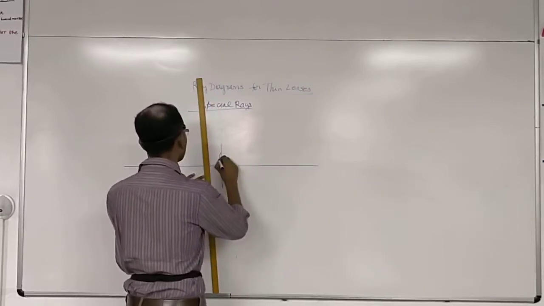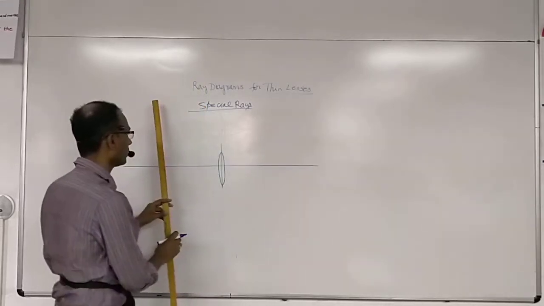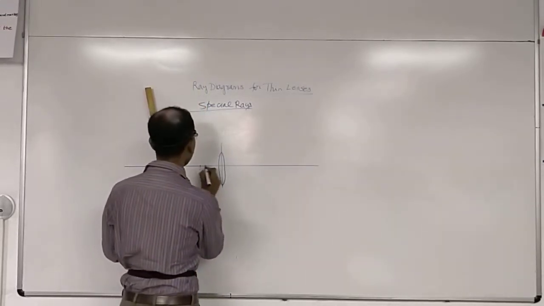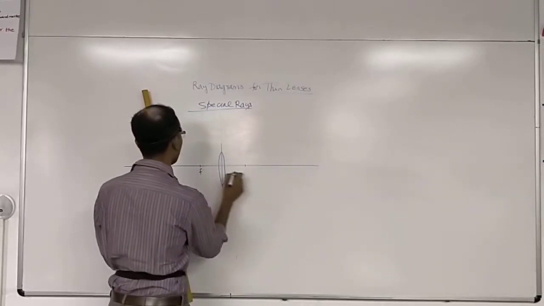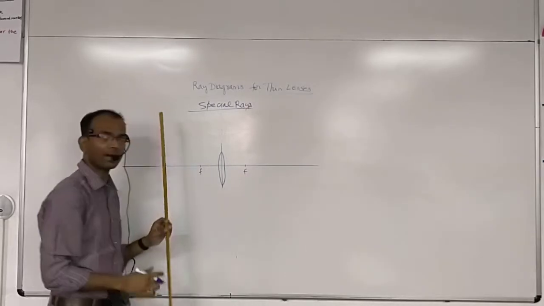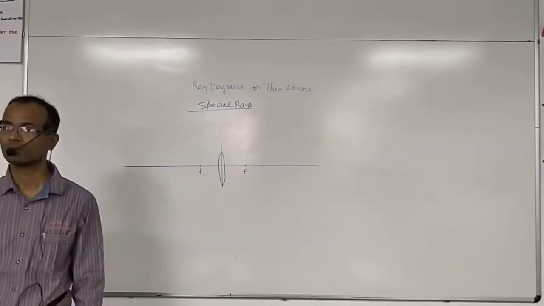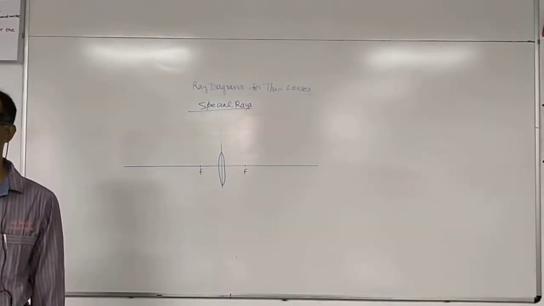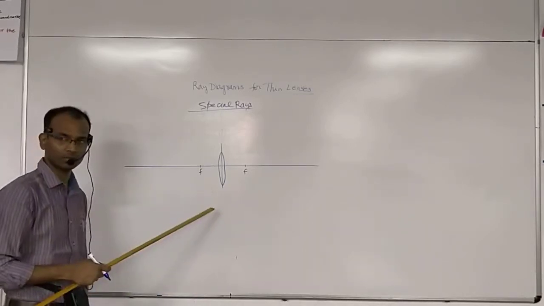So now I am explaining the special rays. To identify the special rays, you have to identify the focal lengths. So let these 2 points be at a distance of one focal length from the lens on both sides. Please take notes. Draw this diagram.